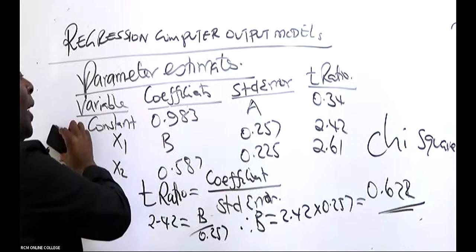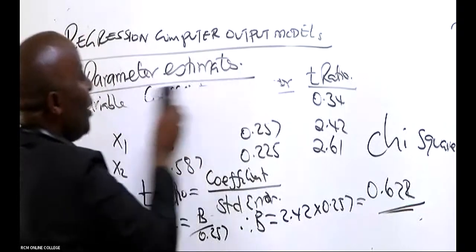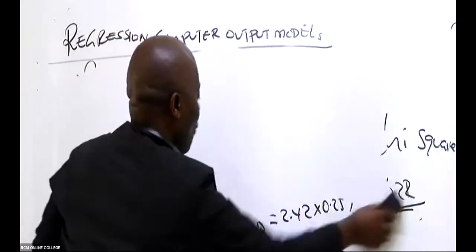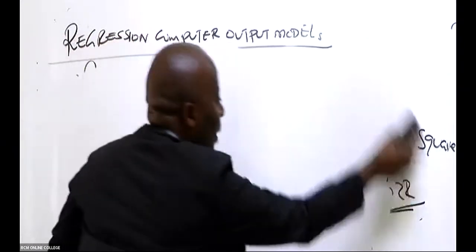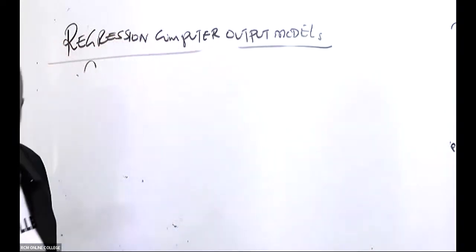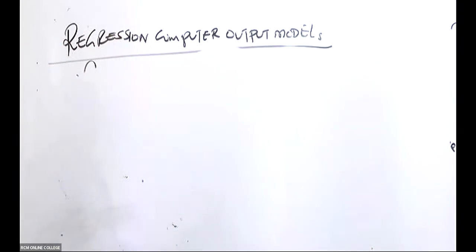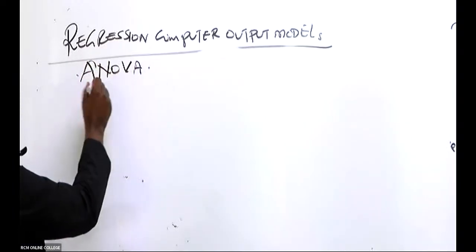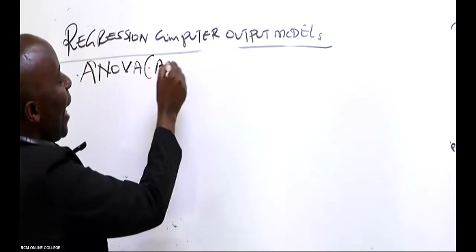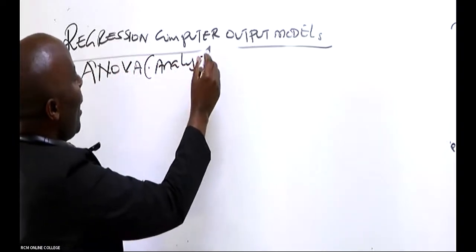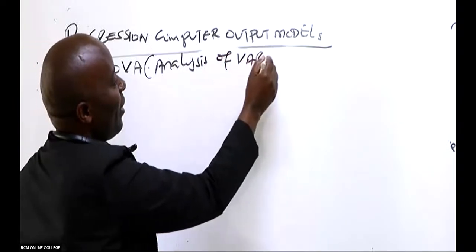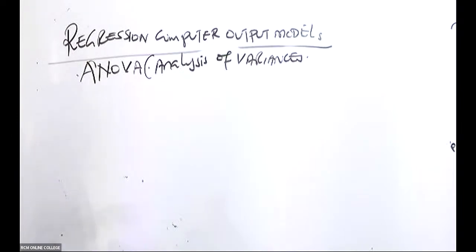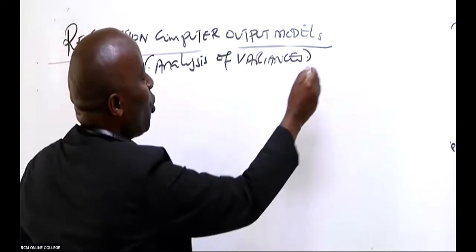The other missing figures are in the ANOVA table. Right there, ANOVA table. ANOVA, as the word says, is analysis of what here? Variances. Analysis of variances. So for this ANOVA table, I have to give you a little bit of story.